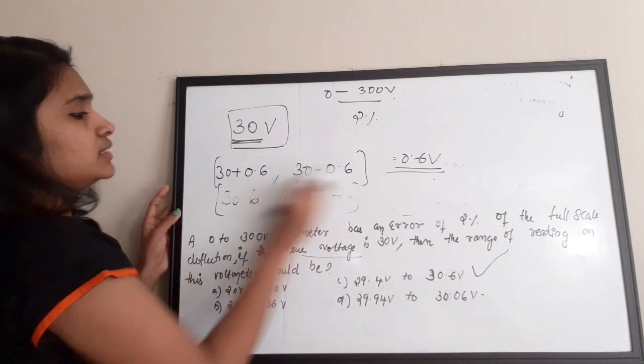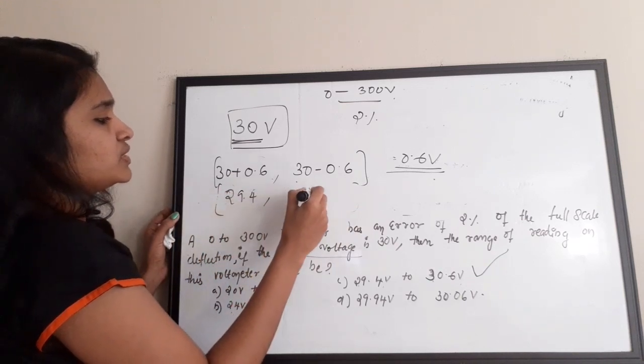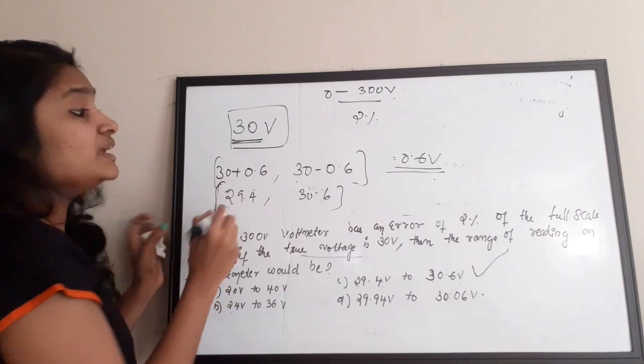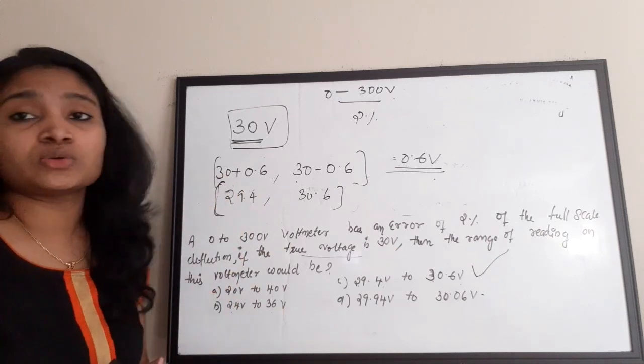So it is written in reverse. 29.4 is the minimum. 30.6 can be the maximum, including the error. Okay, so this is the range. Correct answer is option C.